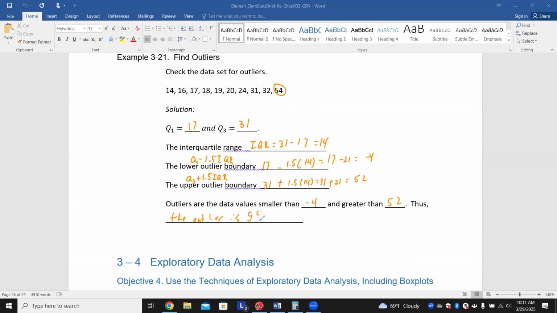But I'm telling you, a lot of times you could have had 50. It has to be outside the boundary. So if it lands on 52, it is not considered to be an outlier because it's on the boundary number. So you might look at it and go, wow, 52 is right there. And then you're like, oh, but it's not, because it has to fall outside of the data values.